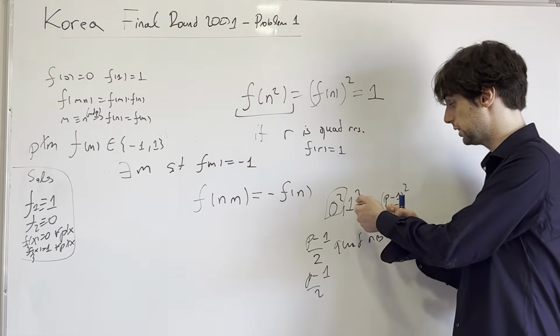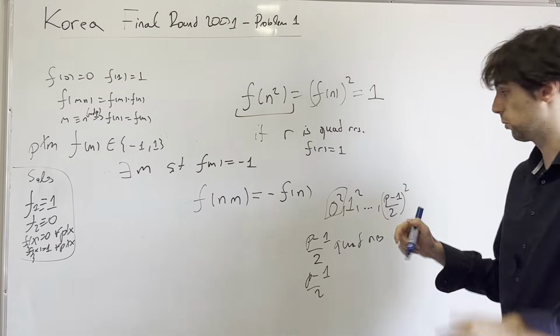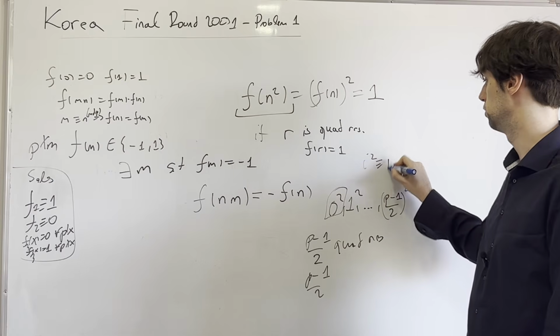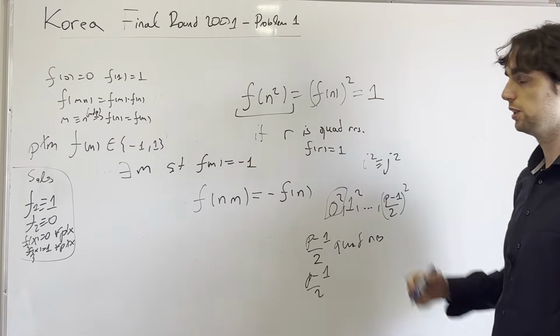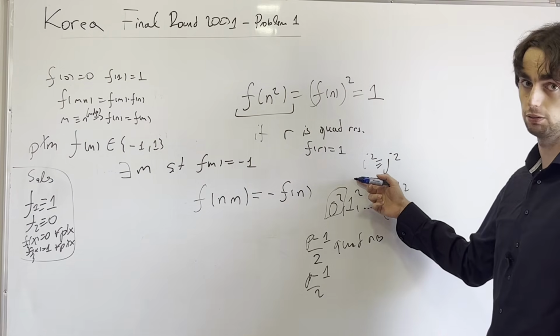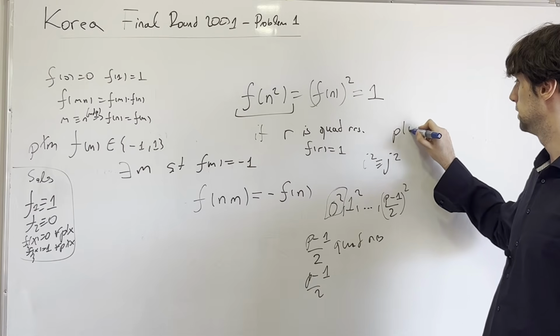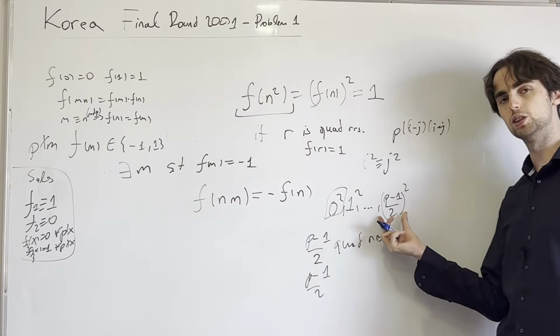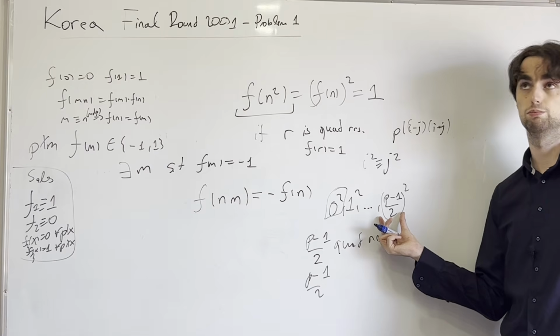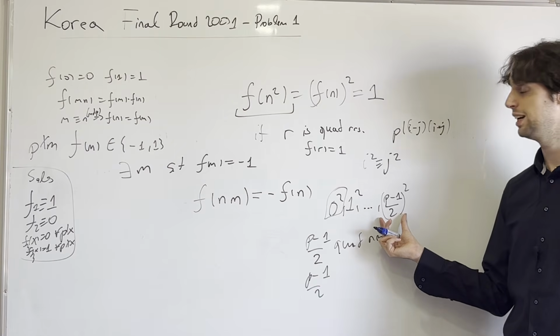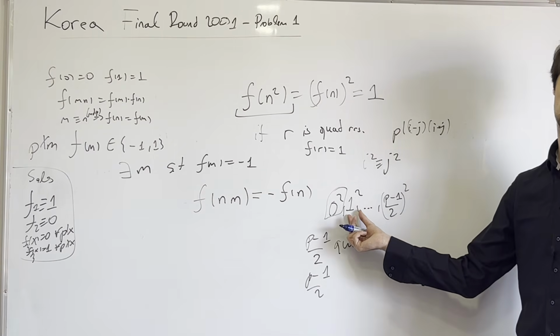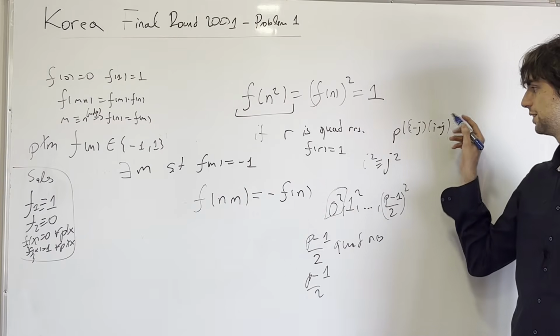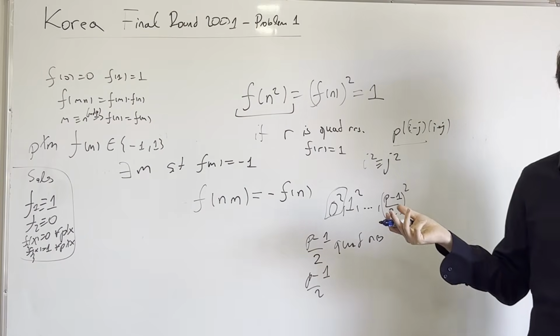And why is this? If 2 of them were congruent, if we had some i squared congruent to j squared modulo p, this would mean p divides the difference of these squares. In other words, p divides i minus j times i plus j. But i plus j is at most p minus 1 over 2 times 2, so p minus 1. And it's at least 1 plus 1, which is 2. So this only happens if i is equal to j.